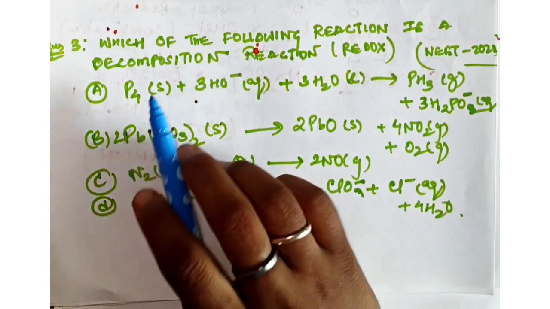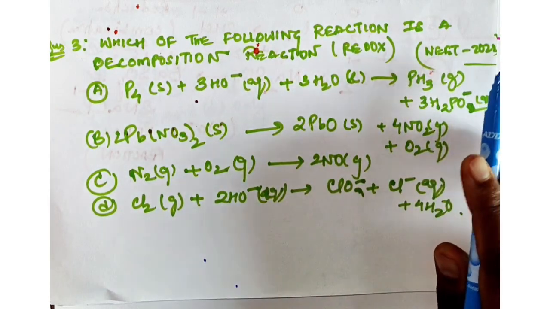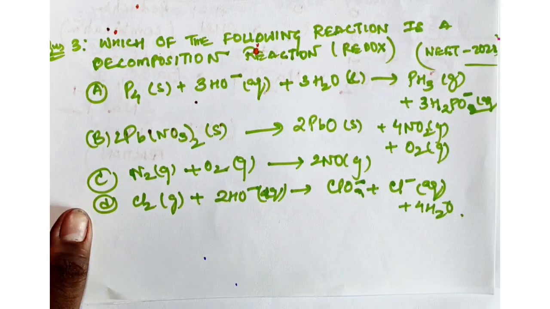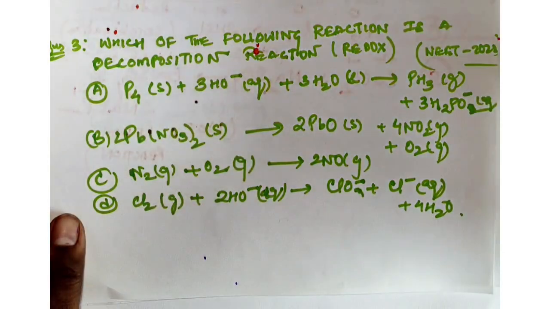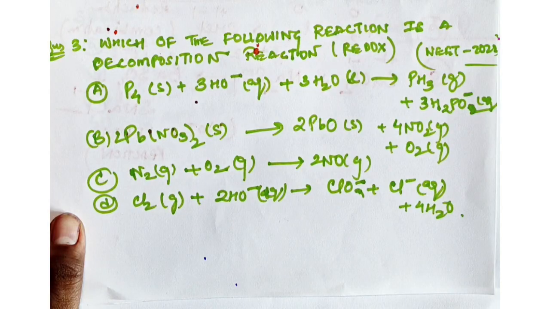Now, the next question is, which of the following reactions is a decomposition reaction, a redox reaction? You have to find which one is a decomposition reaction. Now see, what do you mean by a decomposition reaction? A decomposition reaction leads to the breakdown of a compound into 2 or more compounds, at least one of which must be in its elemental state. Decomposition, by the name itself you can understand, is the breaking down of a compound into its elemental state.